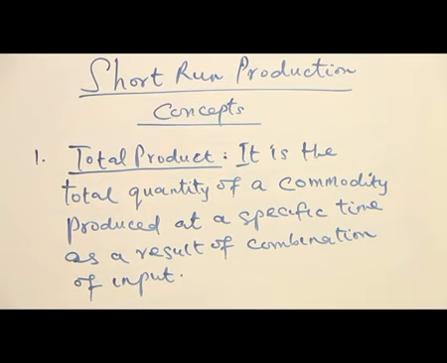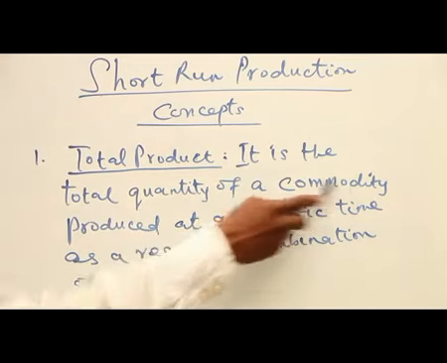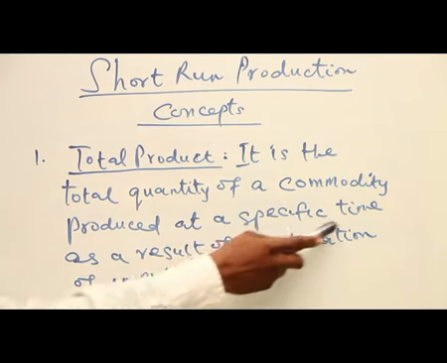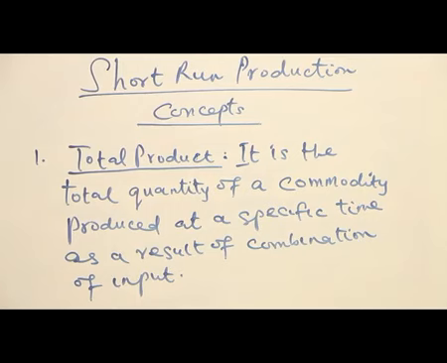The first one, total product. It is the total quantity of a commodity produced at a specific time as a result of a combination of inputs. So when we are talking about the total product of a firm in the short run, we understand that there are two groups of inputs: fixed inputs and variable inputs. Now, when we are trying to know the total product, it implies that we have to look at the number of outputs that a given input is able to produce.